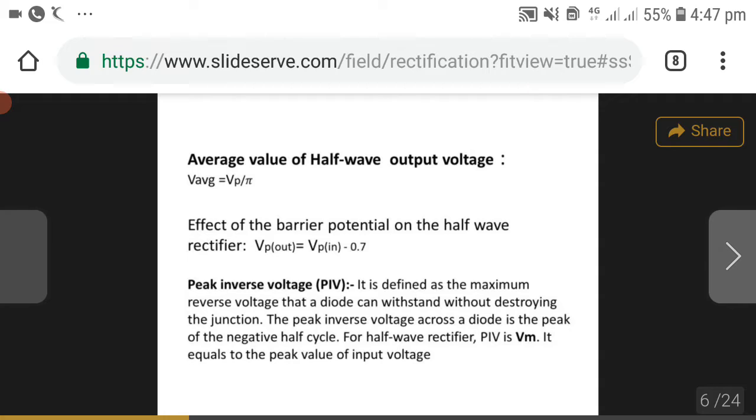The peak inverse voltage, PIV, is defined as the maximum reverse voltage that a diode can withstand without destroying the junction. The peak inverse voltage across a diode is the peak of the negative half cycle. For half wave rectifier, PIV is Vm. It equals the peak value of the input voltage.